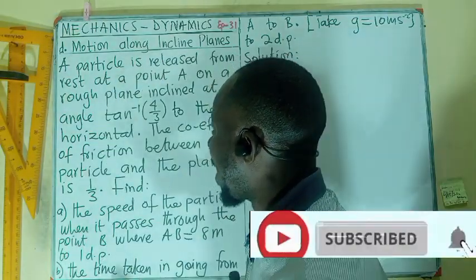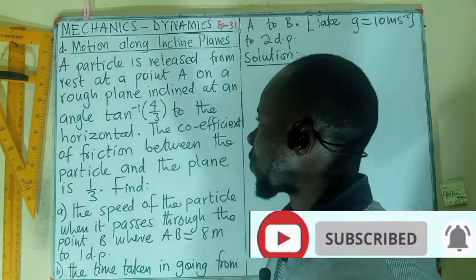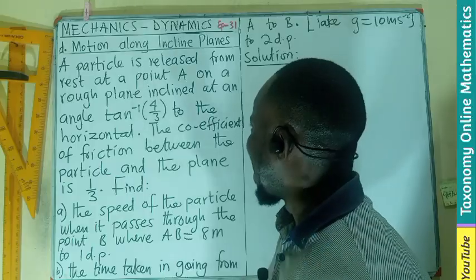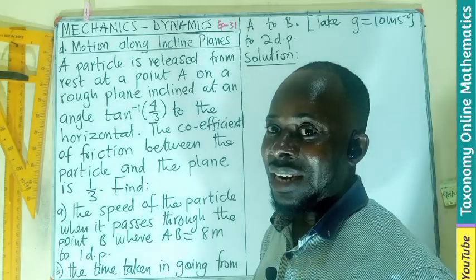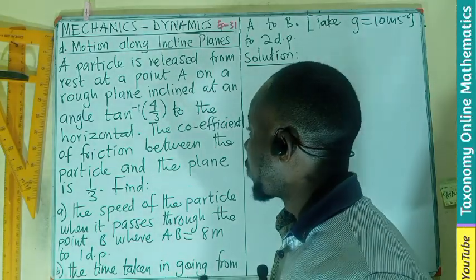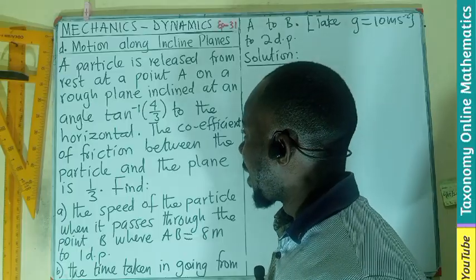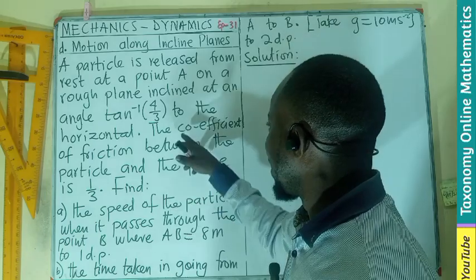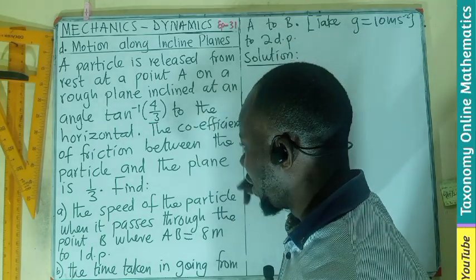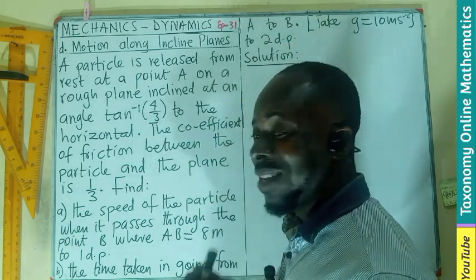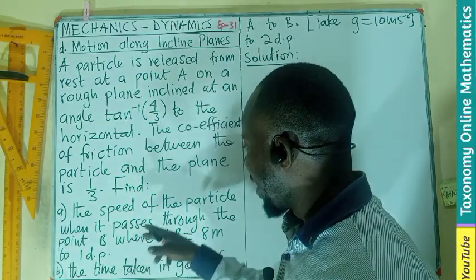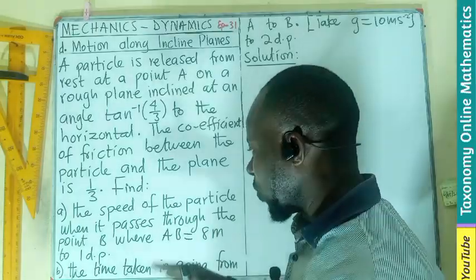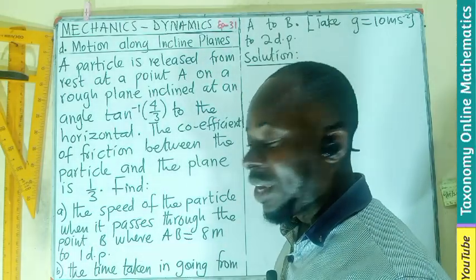In this episode, a particle is released from rest at a point A on a rough plane inclined at an angle of tan inverse of 4/3 to the horizontal. The coefficient of friction between the particle and the plane is given as 1/3. We are to find the speed of the particle when it passes through the point B, where AB is of a length of 8 meters.